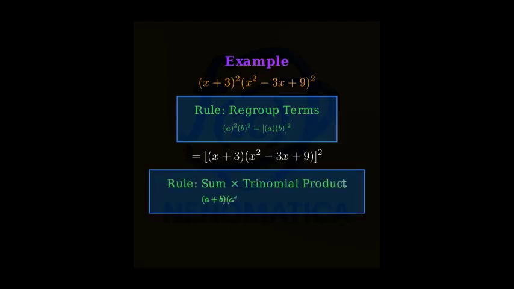To do this, we'll use a special formula for multiplying binomials with a common term. The formula states that when we have a plus b times a squared minus ab plus b squared, this equals a cubed plus b cubed. Now, we need to expand the square of x cubed plus 27.